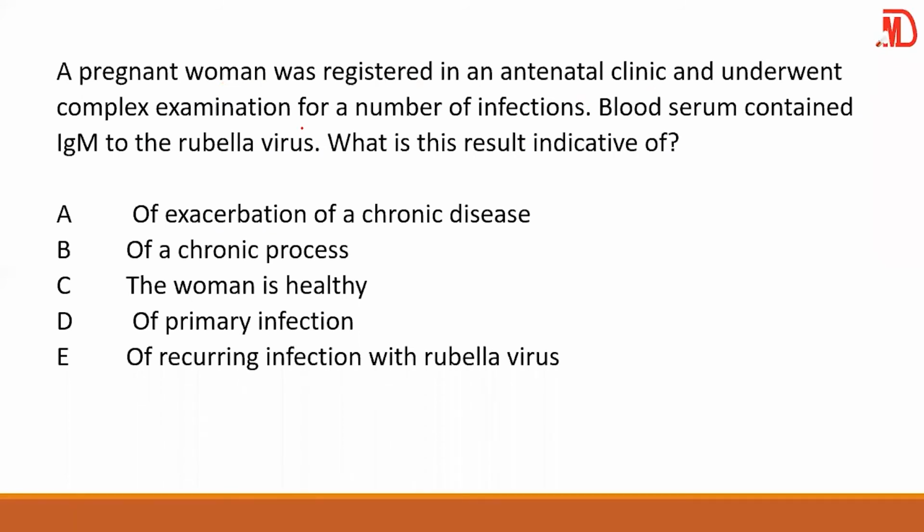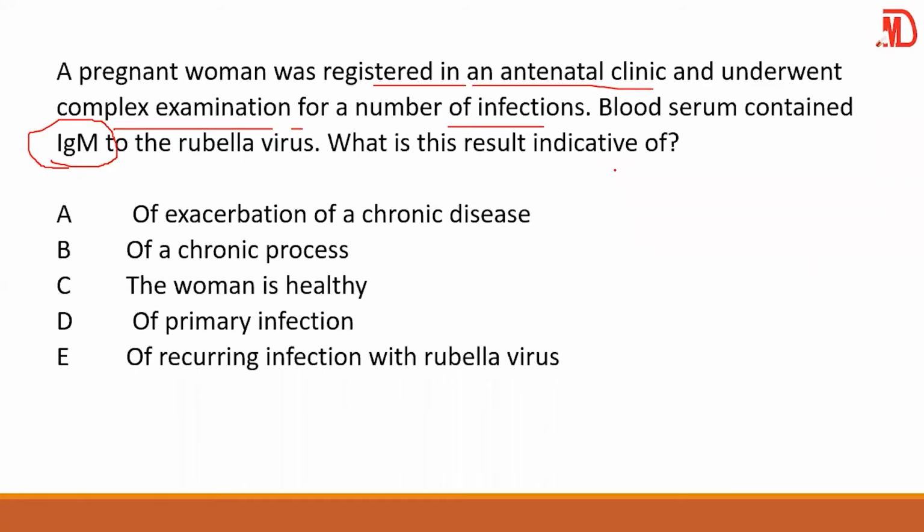A pregnant woman was registered in an antenatal clinic and underwent a complex examination for a number of infections. The blood serum contained IgM. What is the result indicative of? IgM always indicates an acute or primary infection. It is also the first antibody to appear in response to exposure to an antigen.